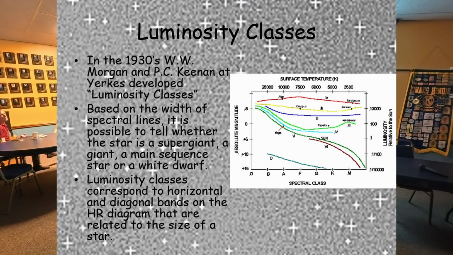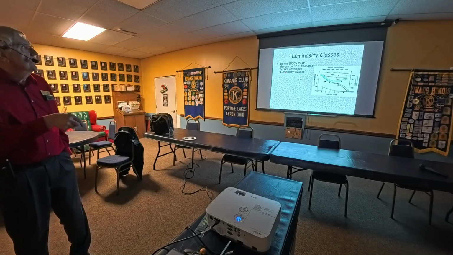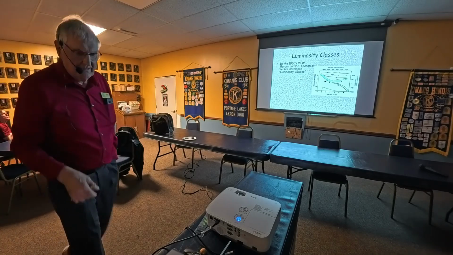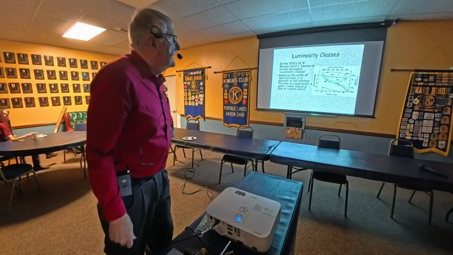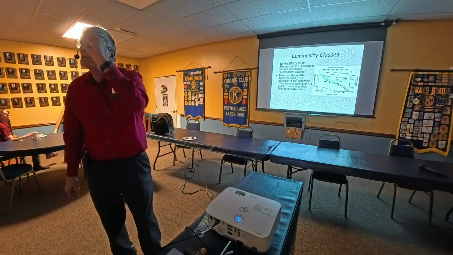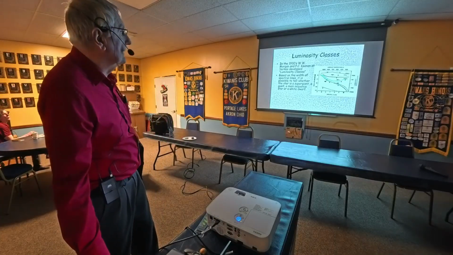Okay, some more things that were going on with the HR diagram. In the 1930s, Morgan and Keenan at Yerkes Observatory incorporated luminosity classes, and they labeled them with Roman numerals. Again, that was based on the width of the spectral lines, that c designation that Antonia Maury came up with.